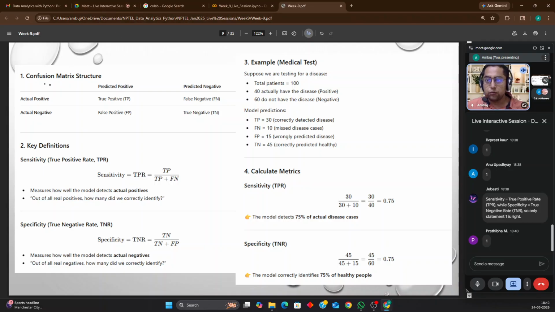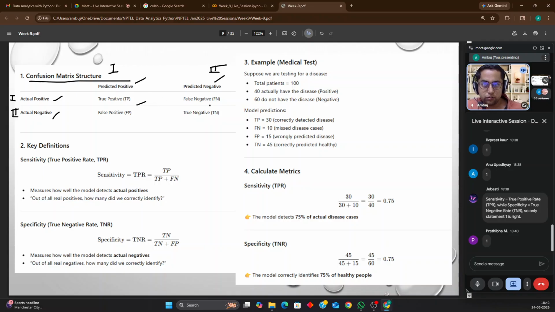In the case of your confusion matrix, this one is the confusion matrix structure. It has predicted positive, predicted negative, actual positive, actual negative. Here positive and negative, you can take as an example of two classes. You can also say it like this: predicted class 1, class 2, then actual class 1, and actual class 2.